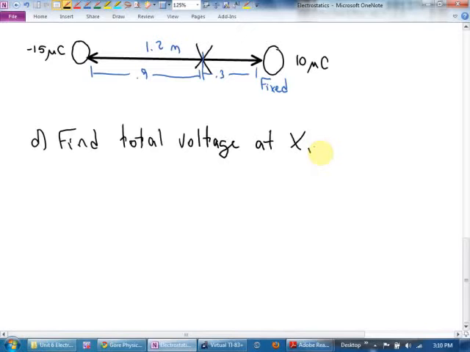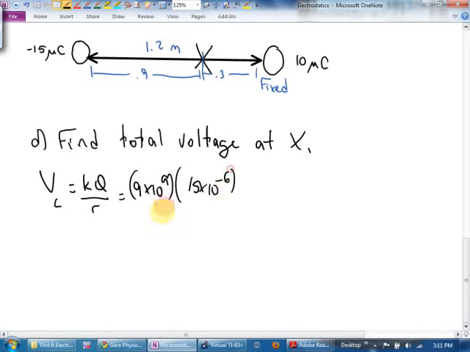How do I find voltage from point charges? Probably looking at your sheet somewhere. Okay, so I'm going to find the voltage from the left charge, which is going to be kq over r, all from the left. It's going to be 9 times 10 to the 9th, 15 times 10 to the negative 6, divided by 0.9, and I've made a mistake. What's my mistake?